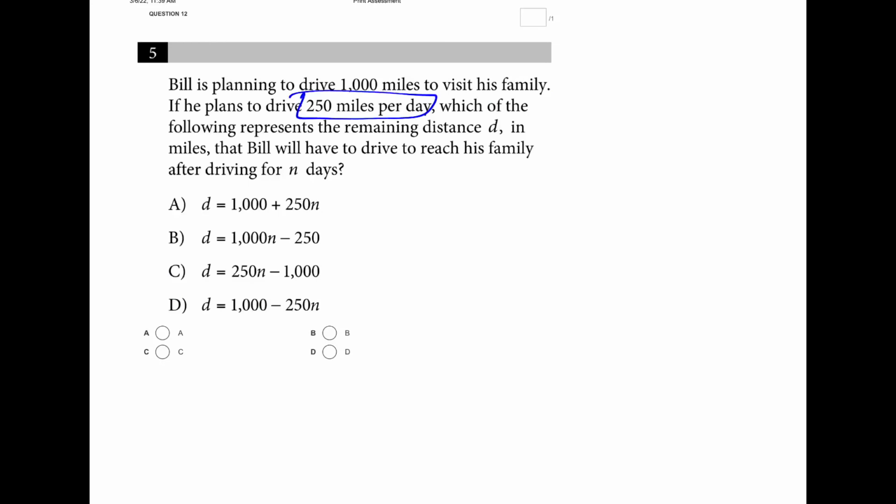250 miles per day, that's my slope, so it should be attached to a variable. So that means this one is wrong. And it's the remaining distance after driving for n days. So it's going to be d. We start with our 1,000 and we're subtracting that amount to find out how much is remaining. This one would get bigger, and this one is going to be negative. Distance can't really be negative, so D is right.